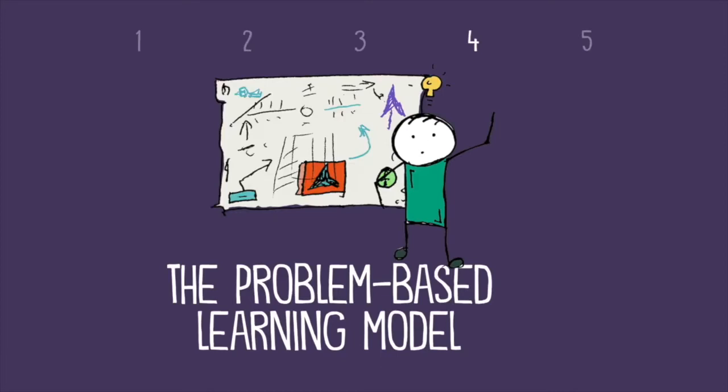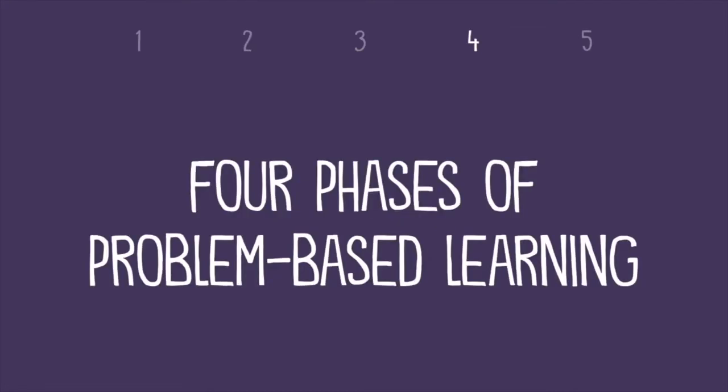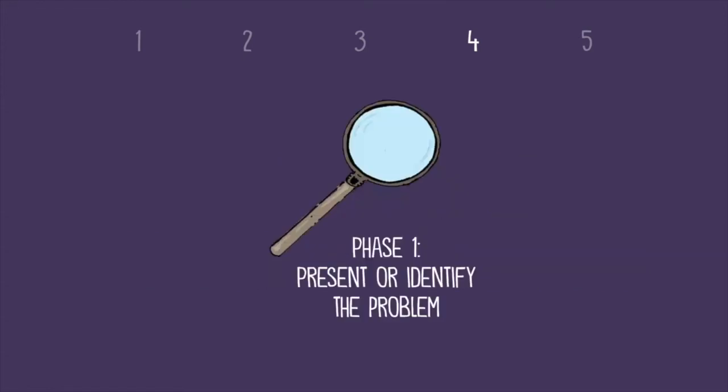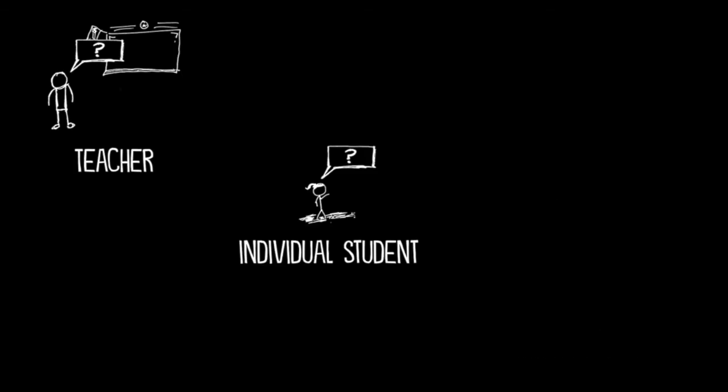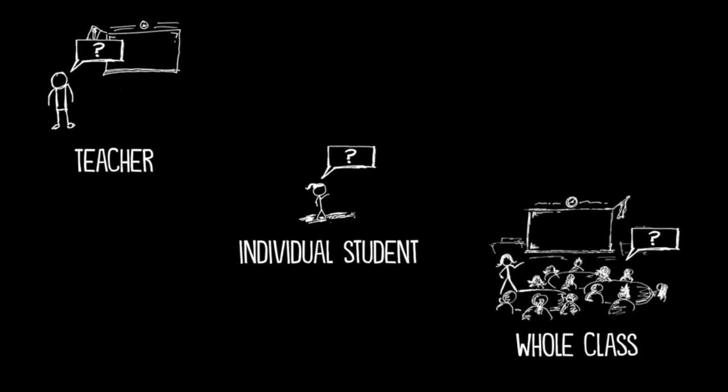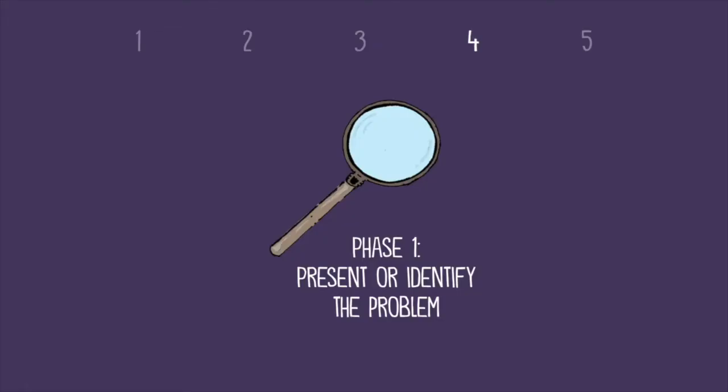And here's the description of problem-based learning. There are 4 different phases. Number 1, you present or identify the problem. In some cases, the teacher decides on the problem. In other cases, individual students or the entire classroom community presents the initial problem.